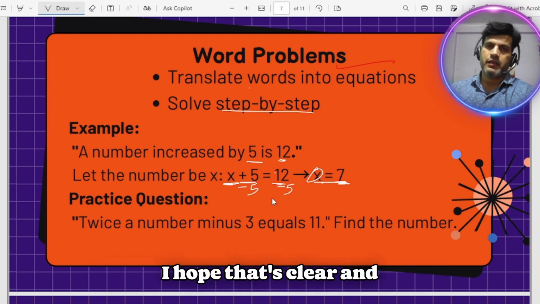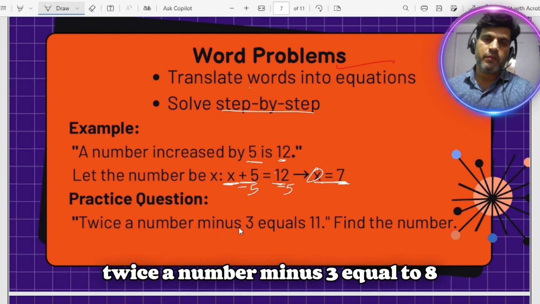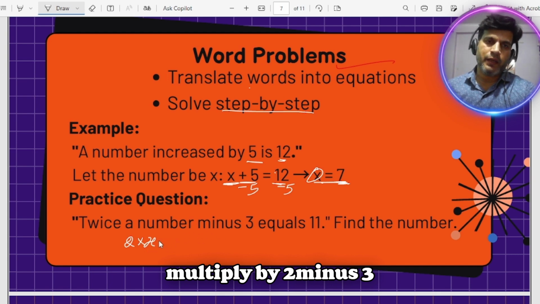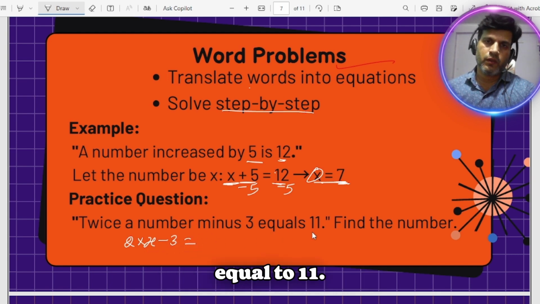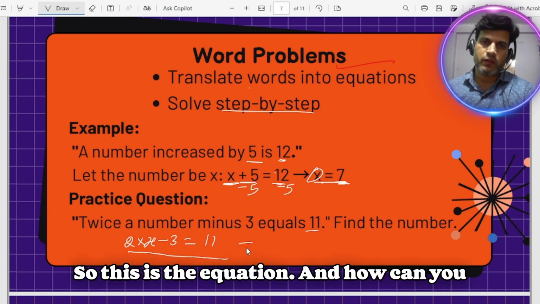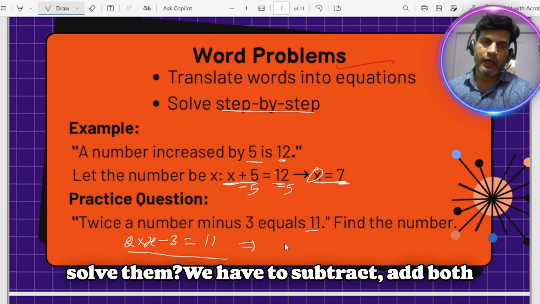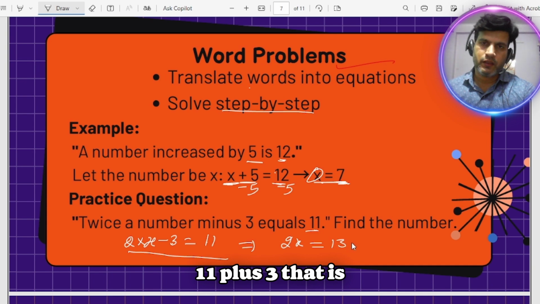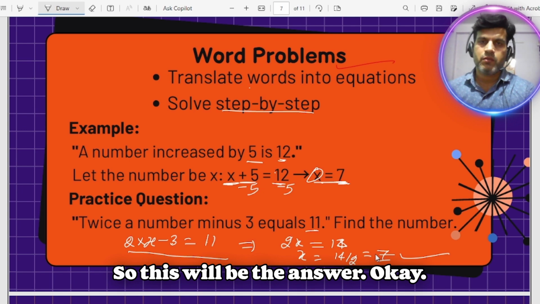I hope that's clear. And twice a number minus 3 equals 11. Let the number be x. Twice means multiply by 2. Minus 3 equals 11. So this is the equation. And how can you solve them? We have to add to both sides. So it will be 2x equals 11 plus 3. That is 14. So x equals 14 by 2. That is 7. So this will be the answer.